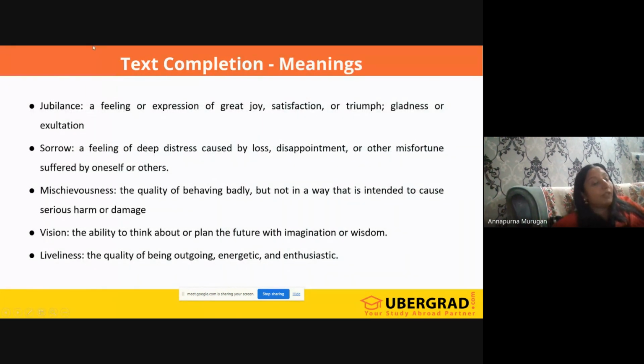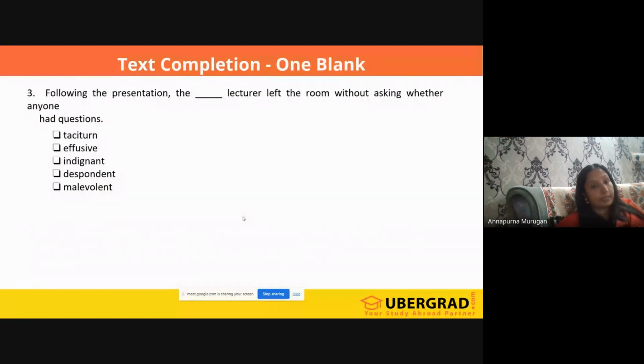You can see I've given you the meaning of jubilance: expression of great joy, satisfaction, triumph, gladness. And now if you see sorrow, we know. Mischievousness is behaving badly, but not to cause any serious harm. Vision is to think, imagination, wisdom, all these things. And liveliness is the quality of being outgoing, energetic, and enthusiastic.